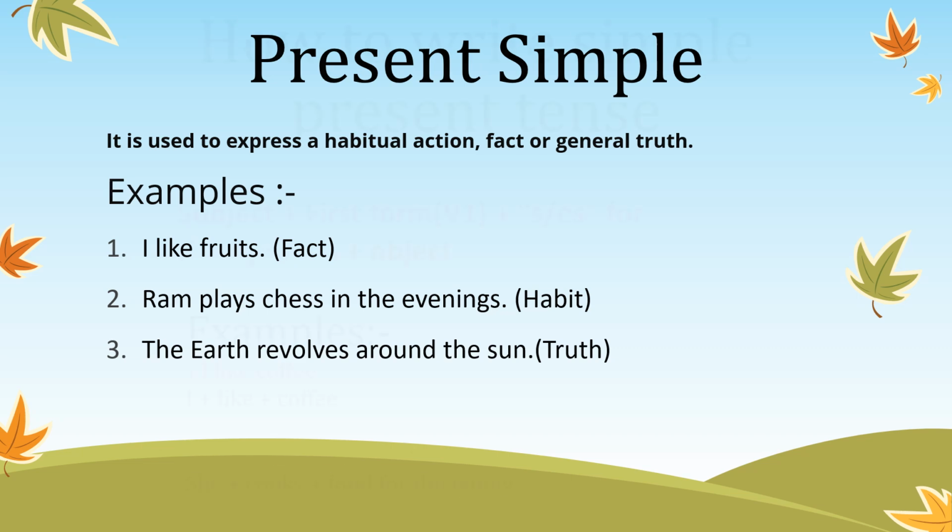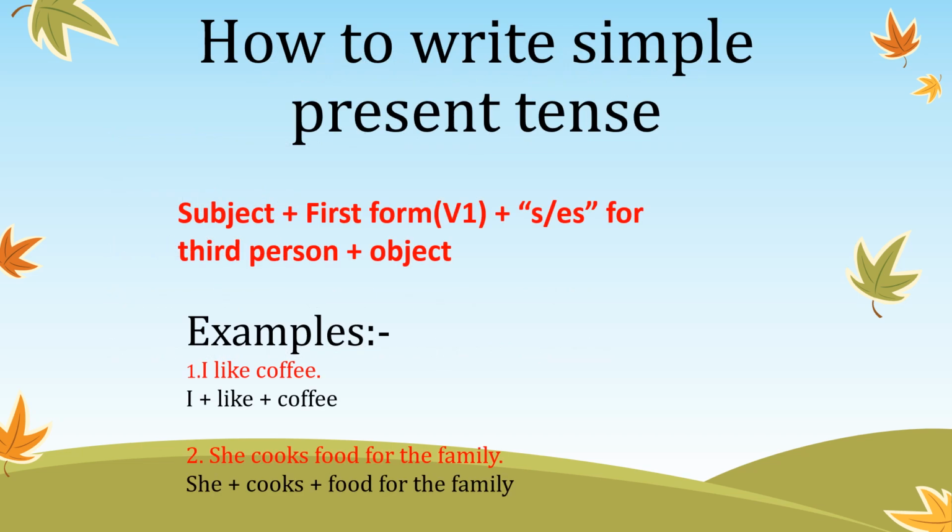Now, how to write the simple present tense? The syntax is subject plus first form of the verb plus s or es. S or es are used for the third person, when they are in the singular form, like he, she, it. These are all the third person singular, plus object.